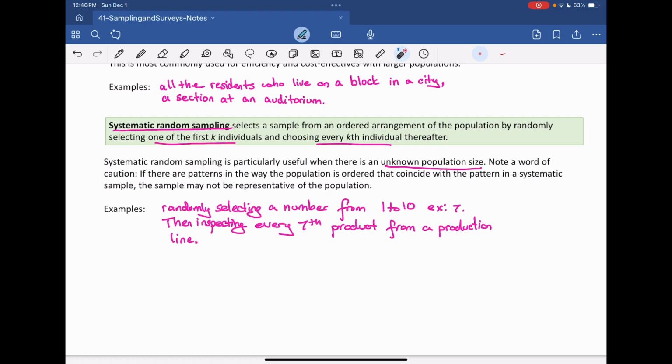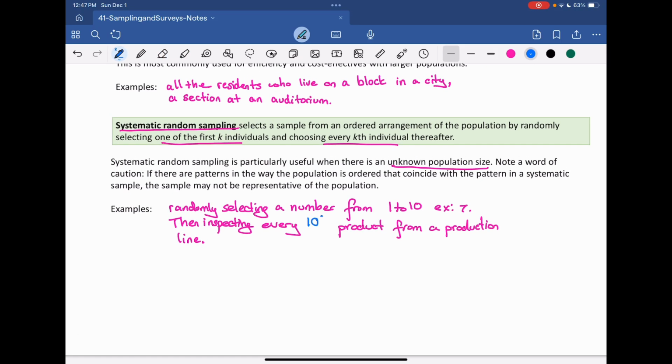Okay, and how you pick that 1 through 30 part depends on your story. So we're going to do an example and you'll see what that entails there. Randomly selecting a number from 1 to 10, example 7, then inspecting every 10th product from a production line.